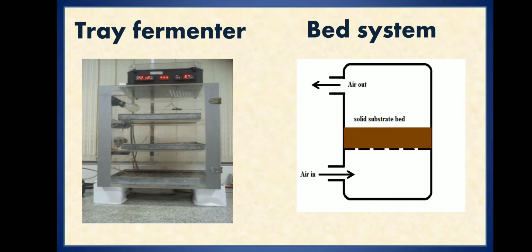Another type of fermenter is a tray fermenter. These are used extensively for the production of fermented oriental foods and enzymes. Here the substrates are spread onto the trays to a depth of only a few centimeters. Then these trays are stacked in a chamber through which humidified air is circulated. So inside these trays, the fermentation will take place.